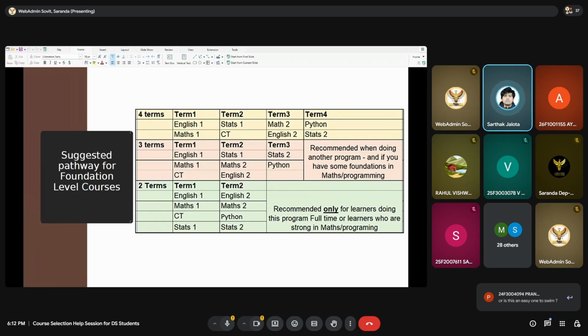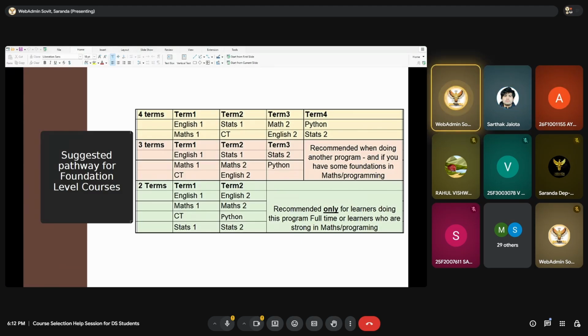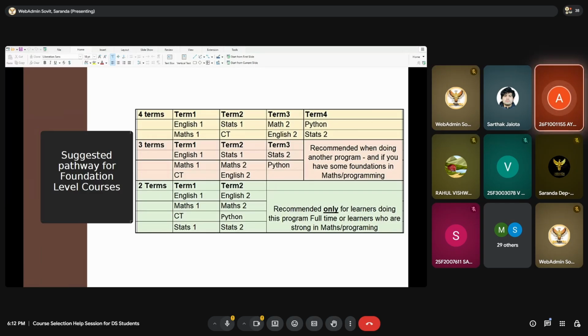However, if you ever find that it's a little bit harder to manage all these subjects together, for dual degree students, four terms are a little bit better. Also, if you have never coded in your life, then Python will be way harder for you. I've done coding, so I'm familiar with Python.